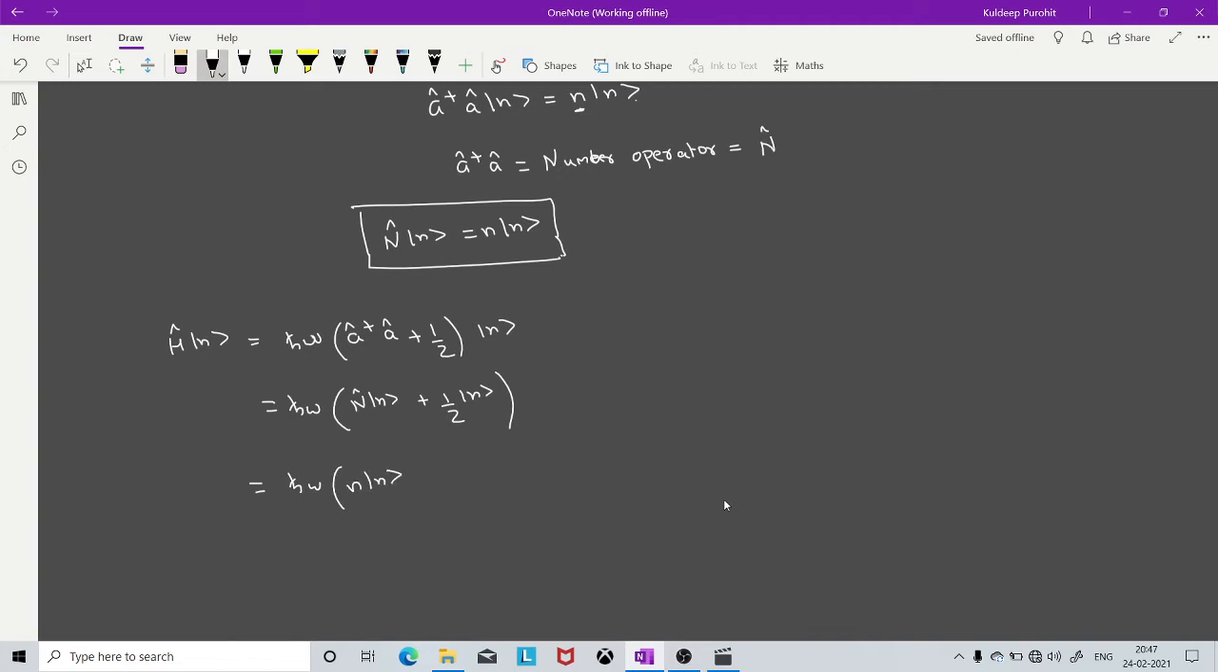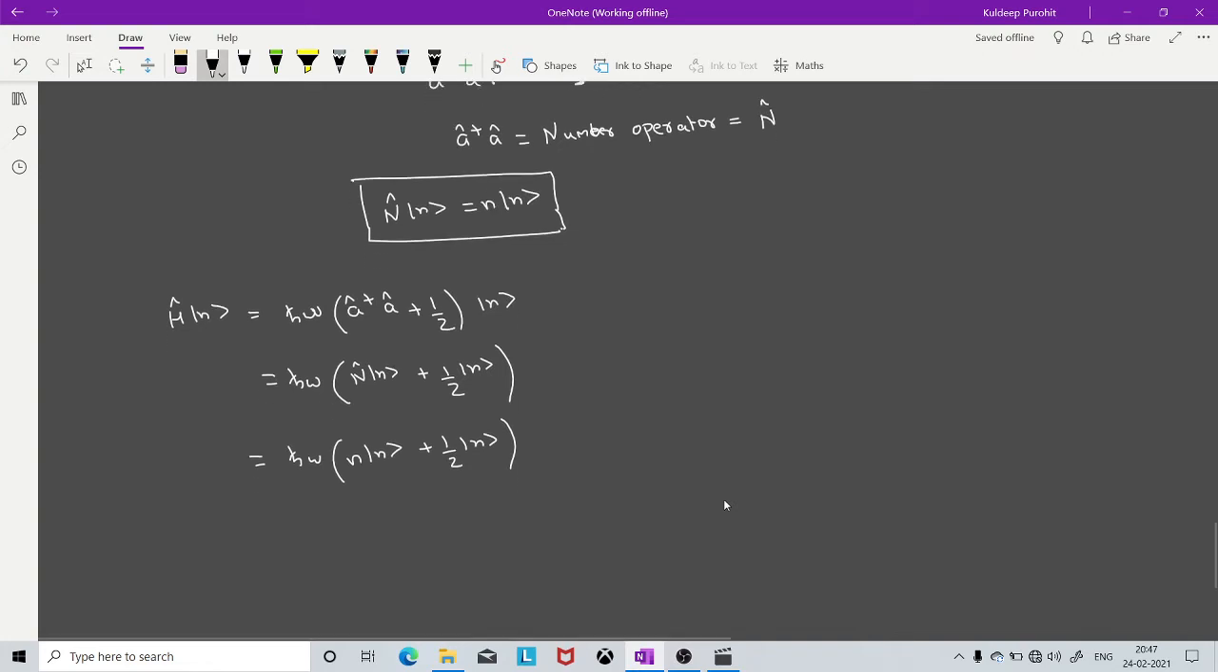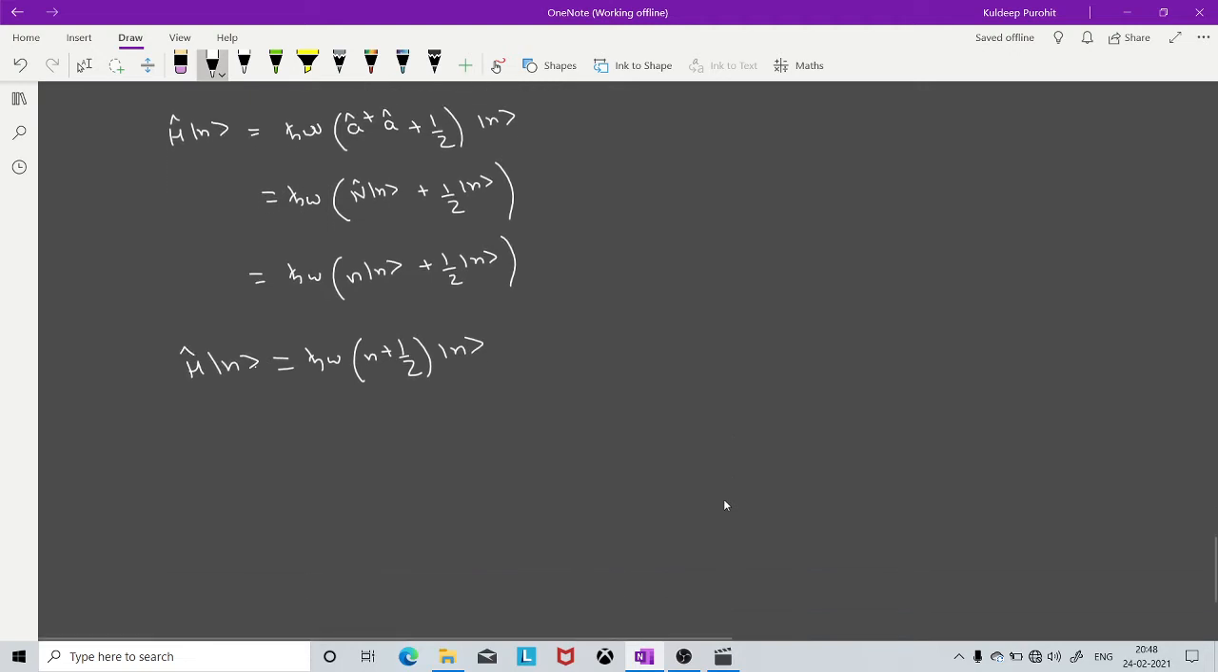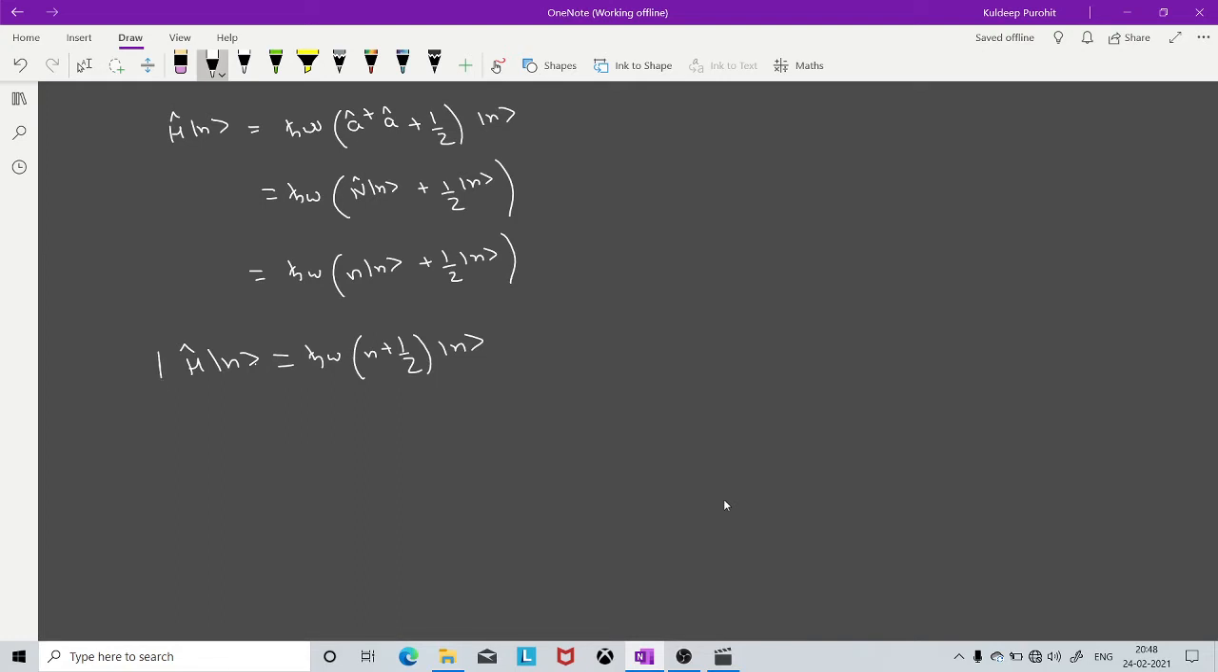So the number operator operating on n gives small n, plus 1 by 2. This can be written as h cut omega into n plus 1 by 2 into ket n. This is another important relation.